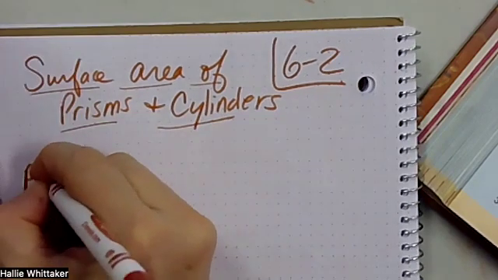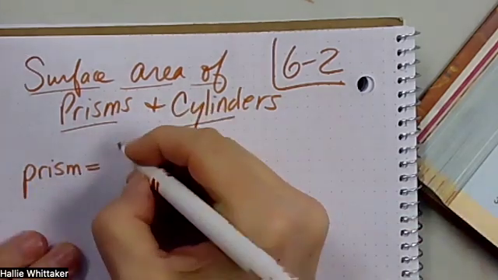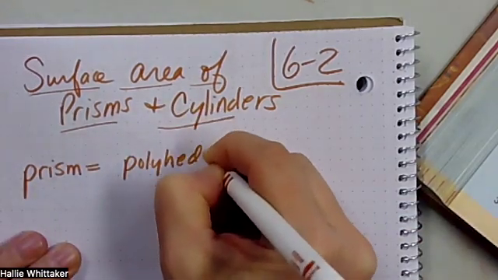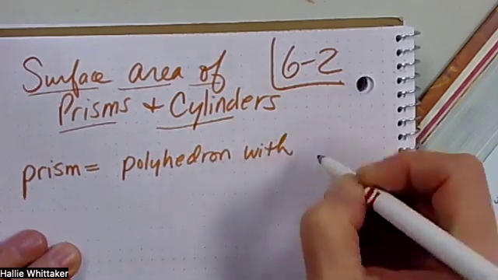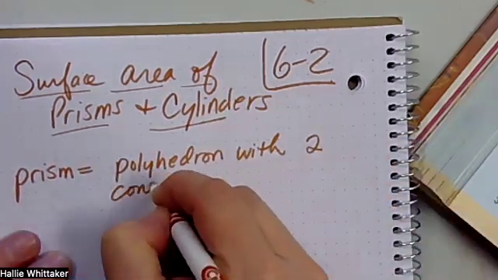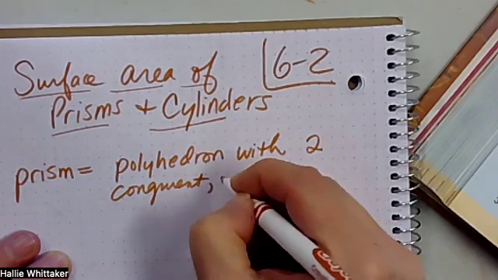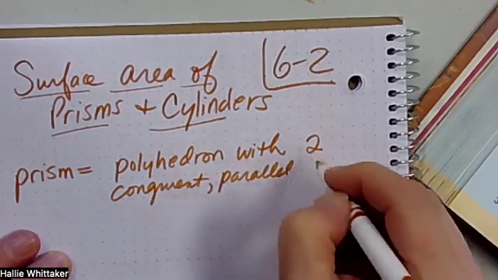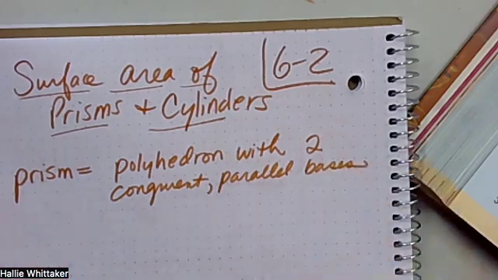Okay, let's review some of this. A prism. That is a polyhedron. I know we talked about this the other day, but review doesn't hurt. A polyhedron with two congruent parallel bases. Now, polyhedron, that's 2D or 3D? 3D. And as long as all the faces are polygons, it classifies as a polyhedron.